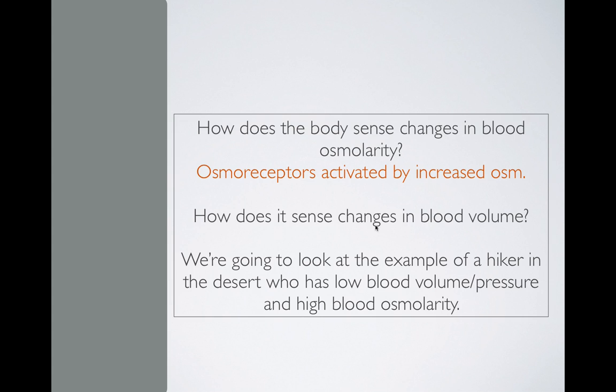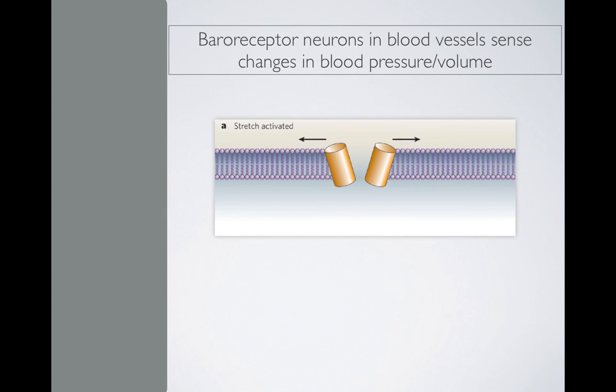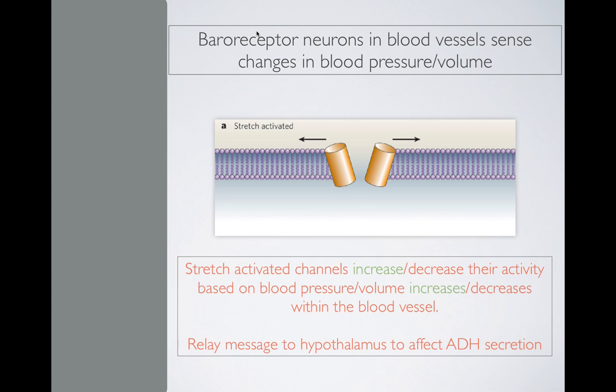Now let's look at how we sense changes in blood volume. Except you already know how. They're the same way that we sense changes in blood pressure. We're just going to use those baroreceptors just like we talked about last time, or a few weeks ago.